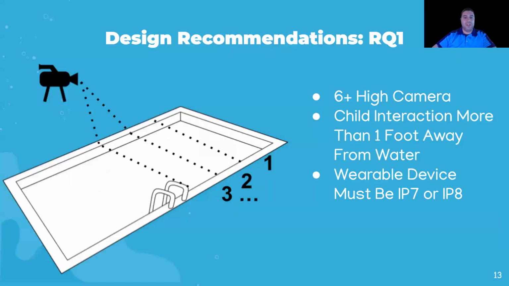When it came to design of the study, we recommend using a 6-foot tall or higher tripod because many children or adults were blocking the view. We also would recommend, when it comes to interacting with a child, to be at least a foot away from the pool for safety measures. And finally, when it comes to wearable devices, we would recommend an IP7 or IP8, which means either water resistant or waterproof, up to a meter or more.